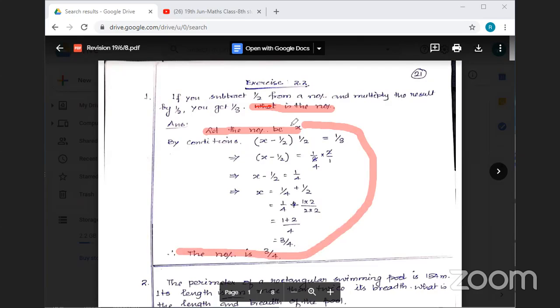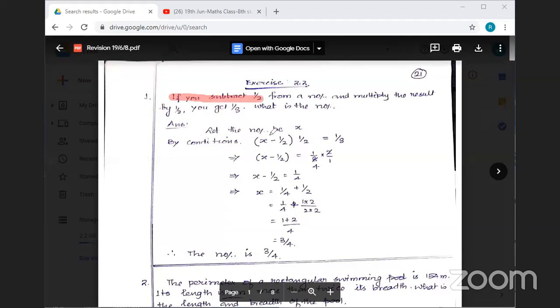Now, in the beginning, when we start, we have to take: let the number be x. Now, what is the first condition? If you subtract 1 by 2, x minus 1 by 2. Any doubt in this? The number is x. When we subtract 1 by 2 from a number and multiply the result, this is the whole result, put in a bracket. That is multiplied by 1 by 2. The result is 1 by 8.